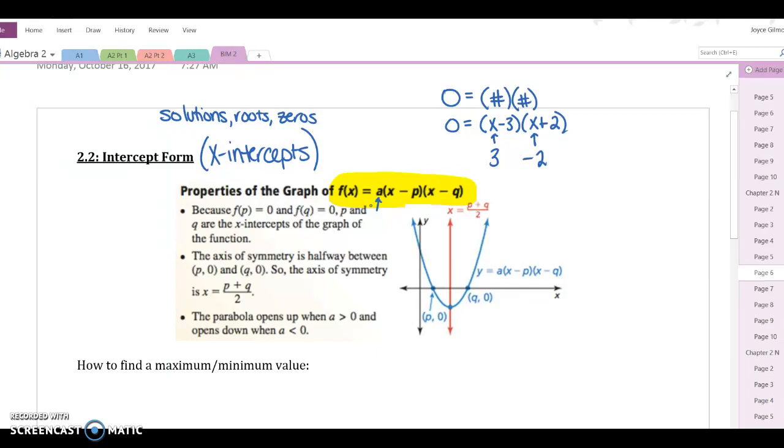X-intercepts always have a y value of 0. So if you put 0 in place of this f of x, you're looking for what x value will make the first set of parentheses equal 0? p. What x value will make the second set of parentheses equal 0? q. So that's really what you're doing. But the shortcut is basically take the opposite of whatever number is in the parentheses. So up above we had x minus 3. The opposite of negative 3 is positive 3. The opposite of positive 2 was negative 2. So you're taking the opposite of the number.